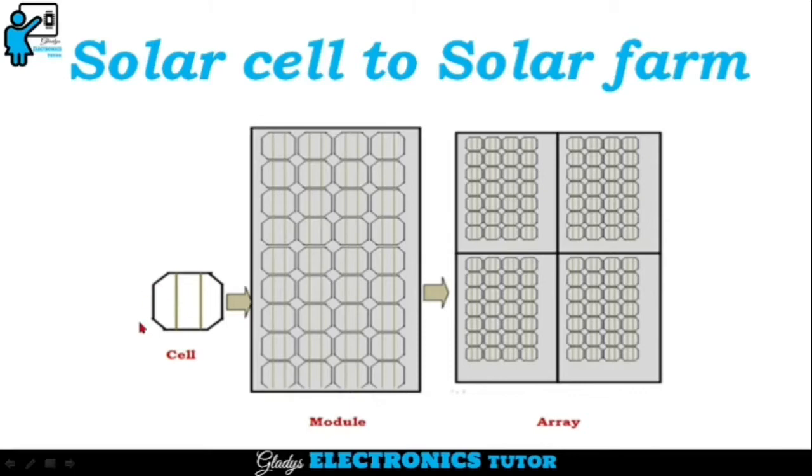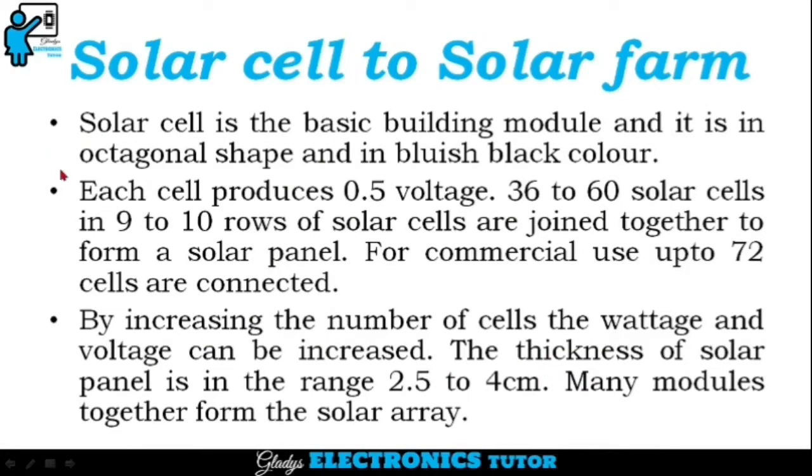So this is the basic building module of solar cell. This is the single cell. So many cells which are arranged in columns and rows together form the solar module, and many modules together form the solar array. So let's see in detail about that.